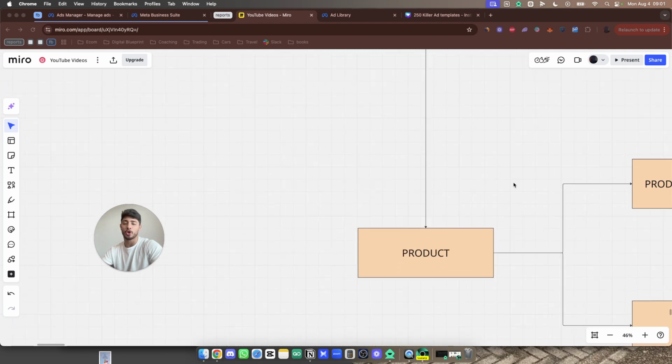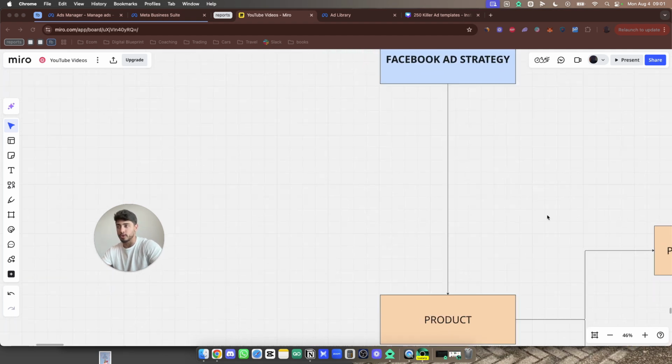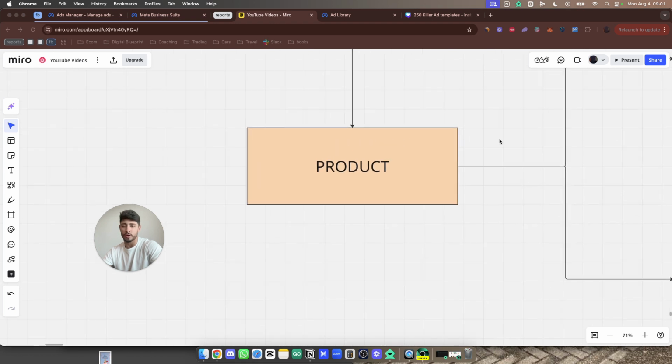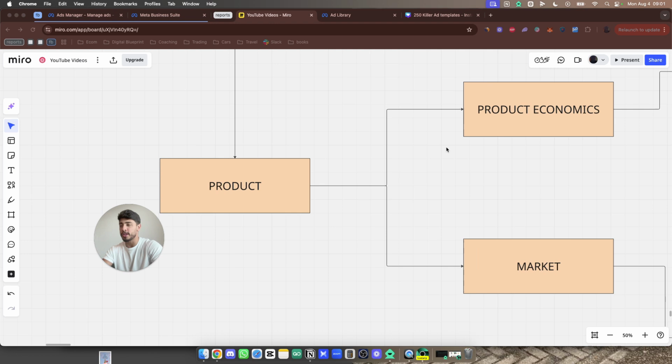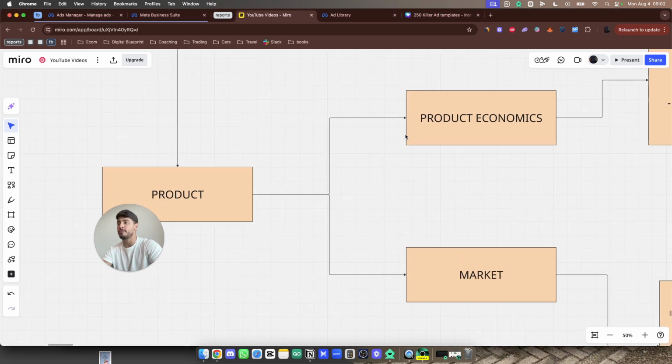So the first thing we need to do, if we even want to use this Facebook ad strategy, is have a good product. Right? We need to have something that's going to be valuable to sell to people. Now, there are two things we look at with good products. First of all, we have our product economics, and we have the market.